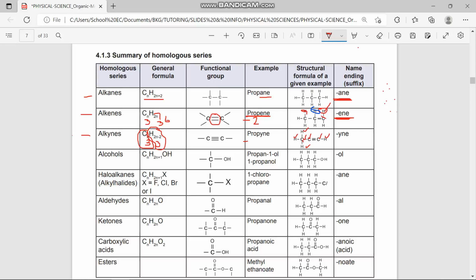Don't forget that alkynes end with the suffix -yne. The prefix is the number of the C atoms, meth or eth, you understand? It must end with -yne because of its homologous series.